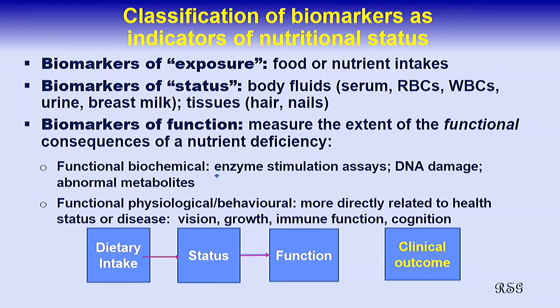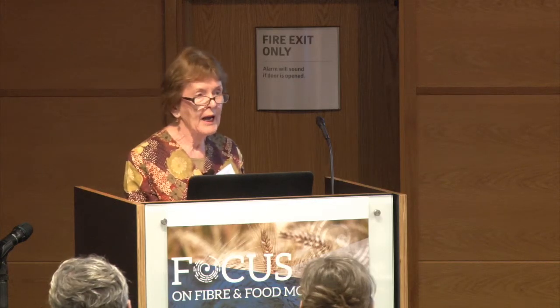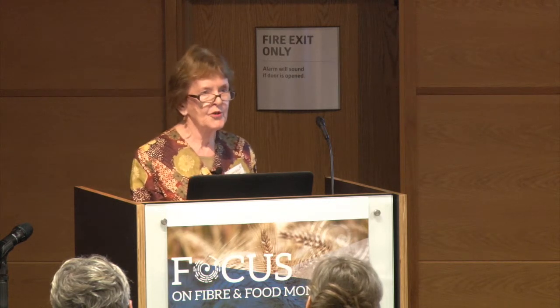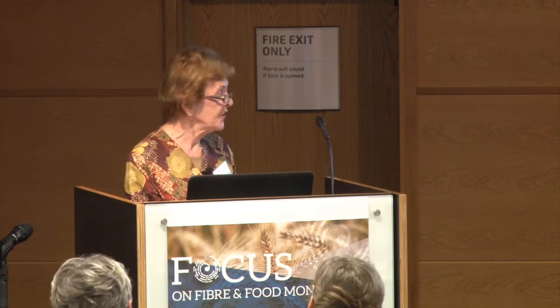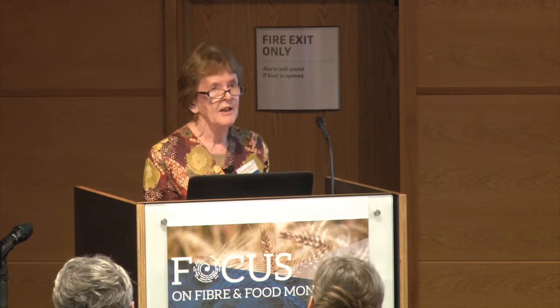We can subdivide these into two groups: functional biochemical biomarkers, such as enzyme stimulation assays for some of the B vitamins, DNA damage for things like zinc, abnormal metabolites, such as homocysteine for folate, and functional physiological or behavioral biomarkers. These are more directly related to health status or disease, such as vision, growth, immune function, and cognition. Our aim with nutritional status is to try and detect a nutritional deficiency state before we get to the clinical outcome.